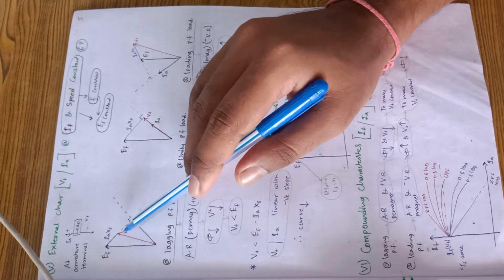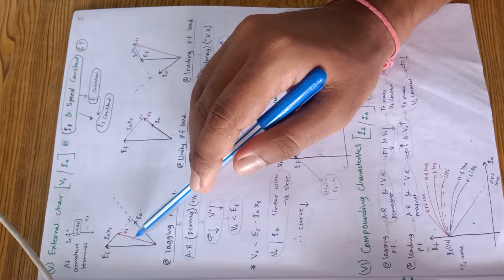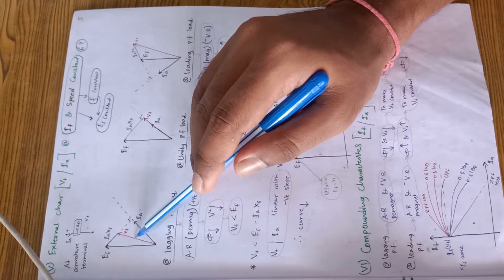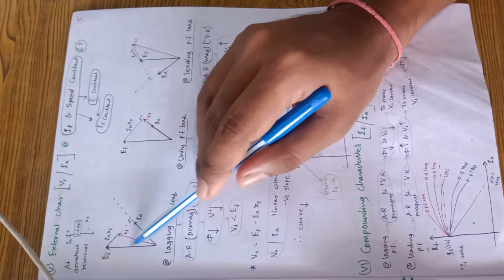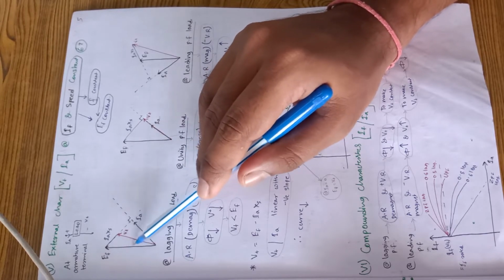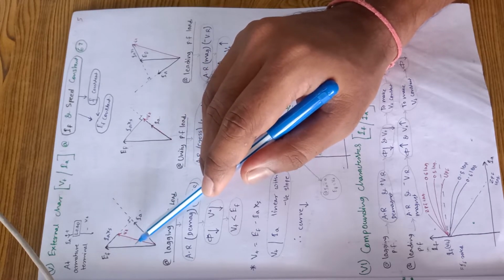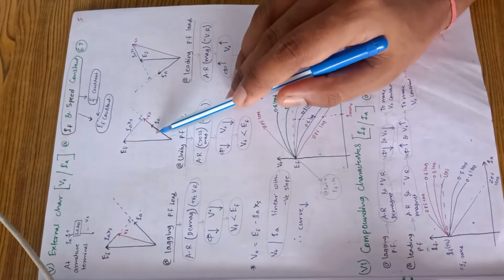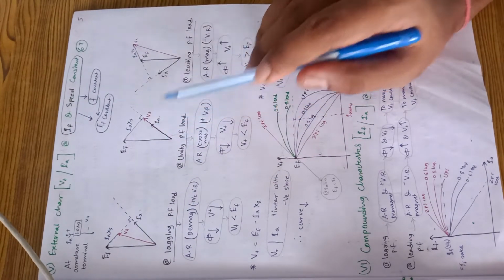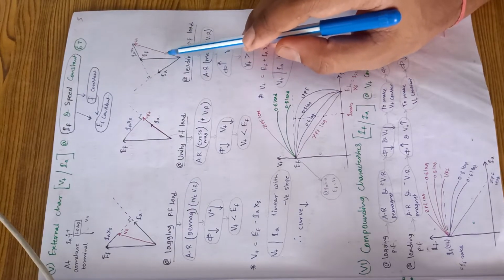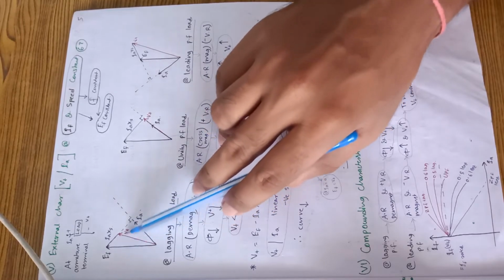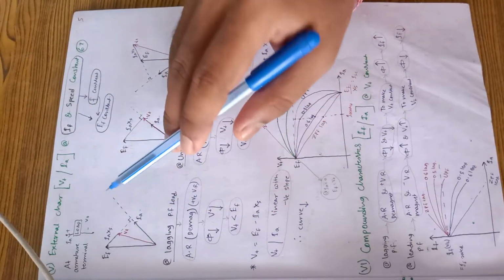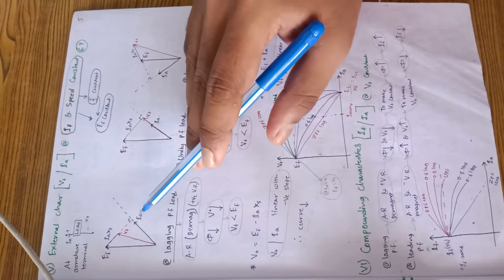In the case of a generator, Ef, the induced voltage, will be leading the terminal voltage by delta. This one must be delta. Induced voltage is leading terminal voltage by delta. Here we have lagging current, so the current is lagging.